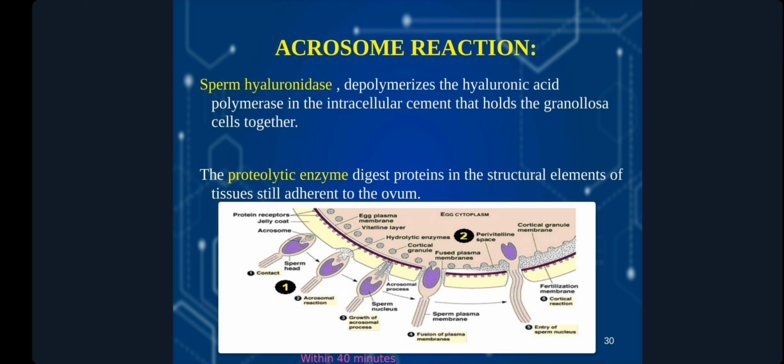When the acrosomal reaction happens, the sperm must be near the ovum. The sperm hyaluronidase digests the hyaluronic acid polymers and the cement and some of the membrane of the ovum. The proteolytic enzymes digest protein in the structure of the ovum, and all of them help to penetrate the ovum membrane.